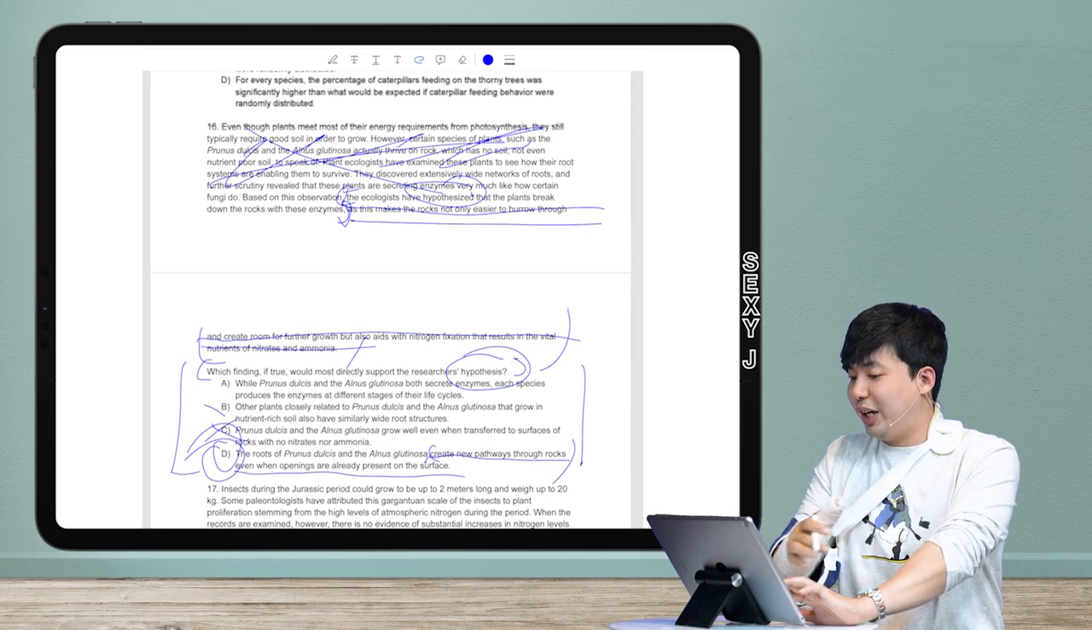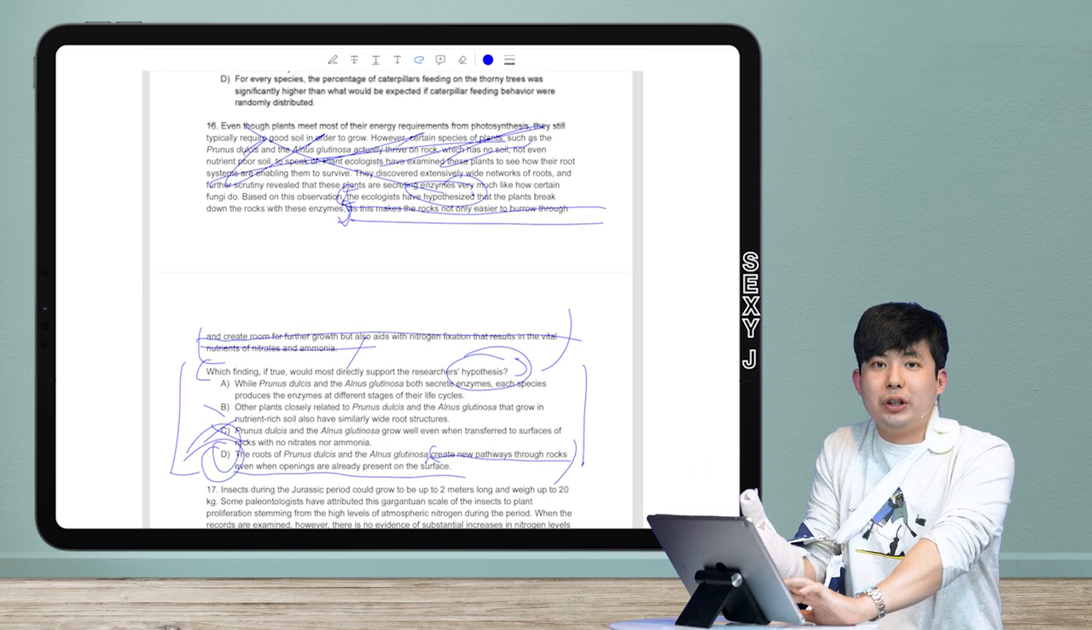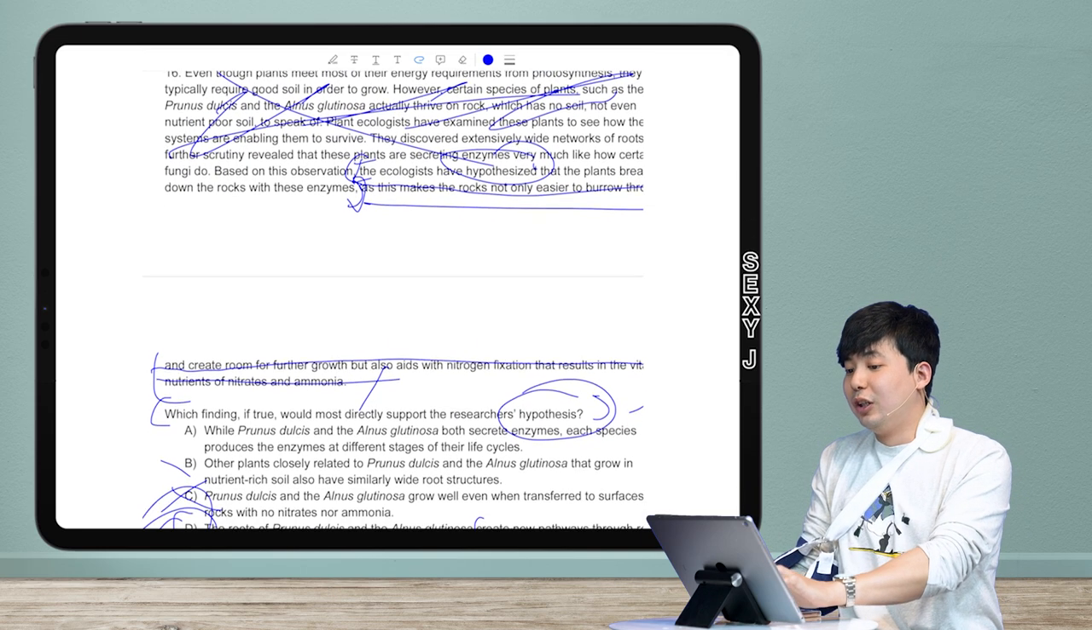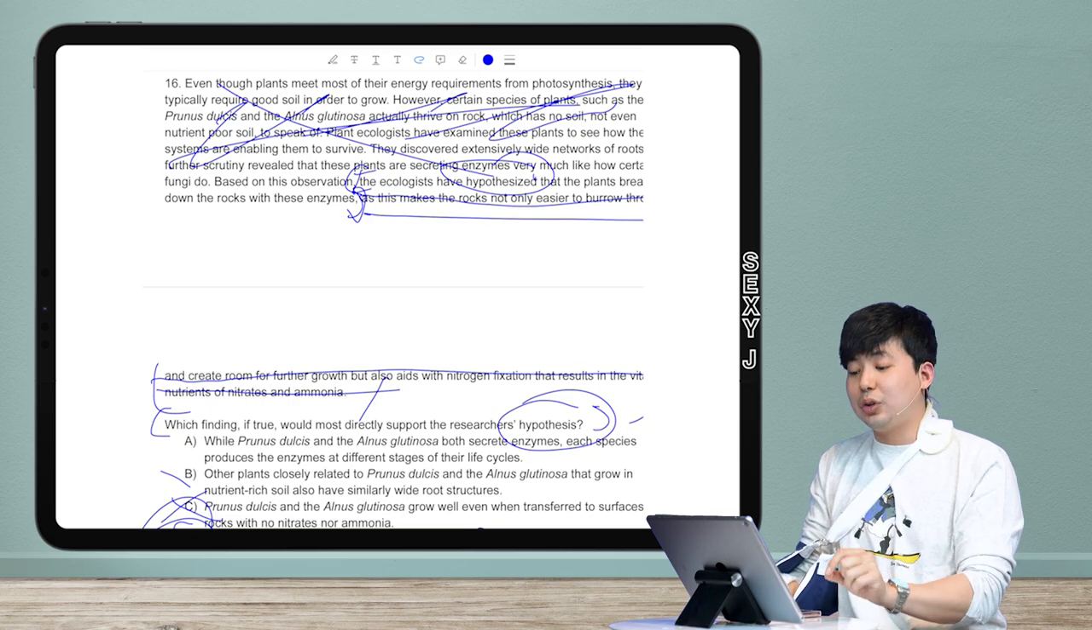So notice I crossed out everything else. You can do that on the actual test as well. This would be easier if I had a highlighter, but you don't get a highlighter on the test. So I'm not going to do that. So that's it for finding the evidence to support the hypothesis.